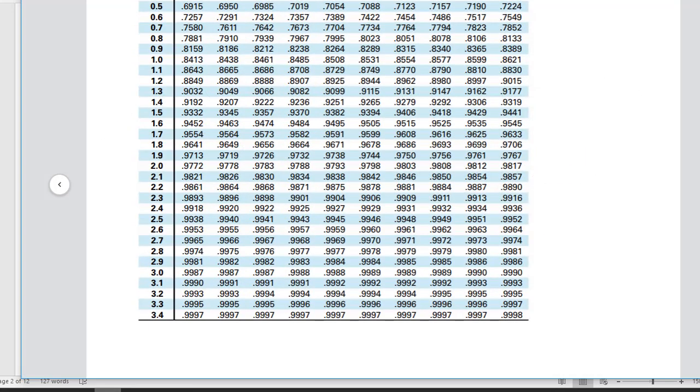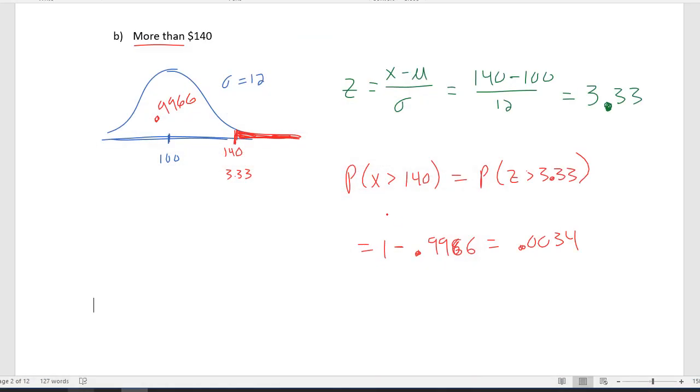I want to double check that value. Did I read that off wrong? So I got 3.3. So I wrote that wrong, right? That was 0.9996. I thought I wrote that down wrong. So let's just fix this real quick. 0.9996. So fixing my typo, 0.9996. 1 minus 0.9996 is going to be 0.0004. That is a really tiny area under the curve. That's a really tiny probability.